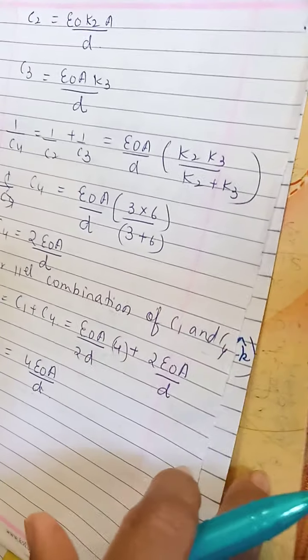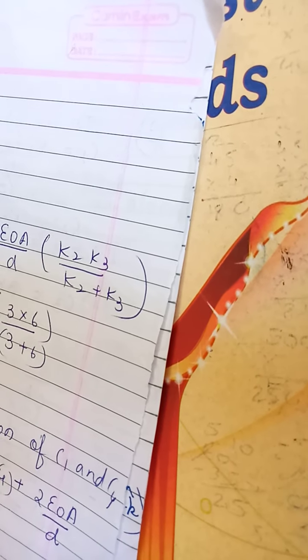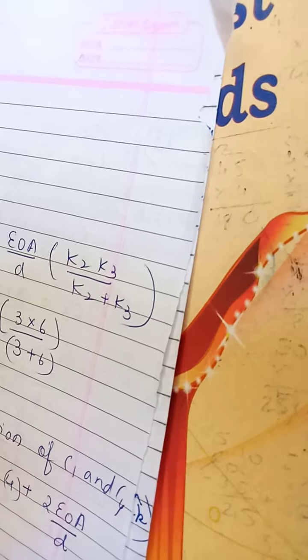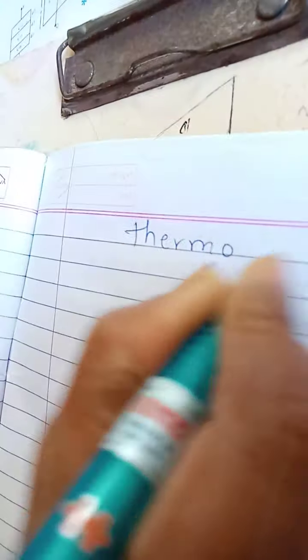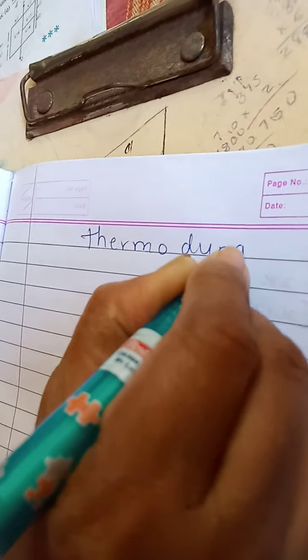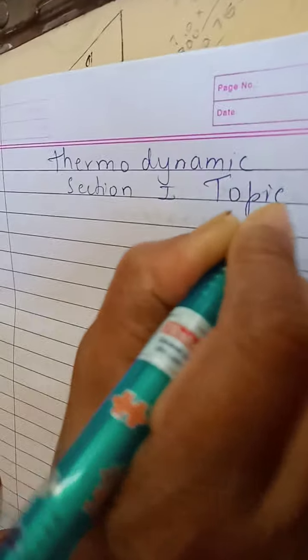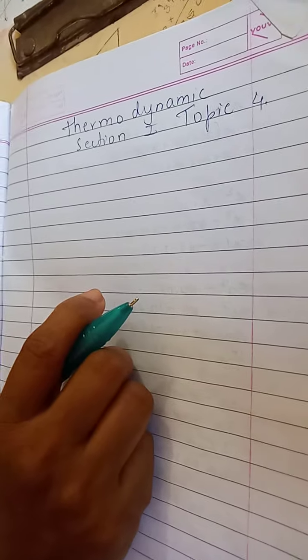Students, I have finished with electrostatics problems also. Today we will begin with a new and an easy topic but quite lengthy: Thermodynamics. It is physics section 1, topic 4. Once you finish it, your physics 1 syllabus is 90% over, students.